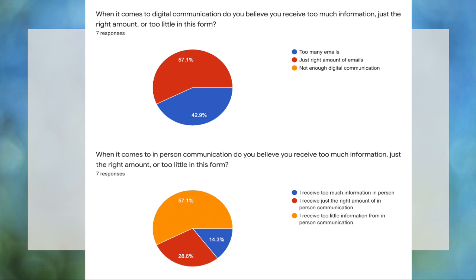And then the bottom question here, when it comes to in-person communication, I think that was interesting because the respondents here are really saying that they're receiving too little information in person. And from my experience, I actually agree with that. I think a lot of administration like to keep things on lockdown and don't want to be transparent.